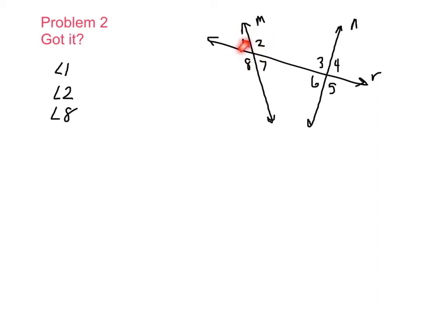So angle 1, same position. I always kind of look at it as the upper left-hand angle here. Slide it over. Upper left-hand angle is going to be angle 3. So angle 1 and angle 3. Angle 2 would be corresponding with what angle? Angle 4. Upper right-hand angle. Angle 8 would be corresponding with what angle? Angle 6. You could have also said angle 7 and angle 5.